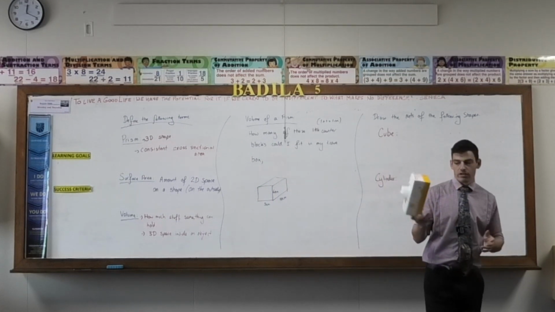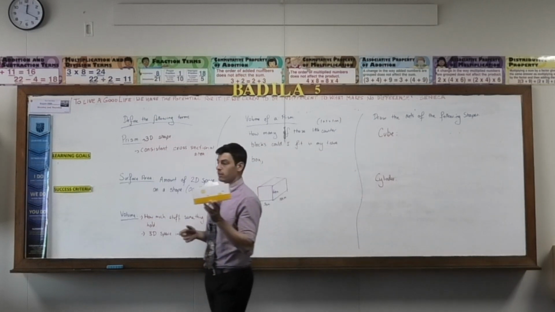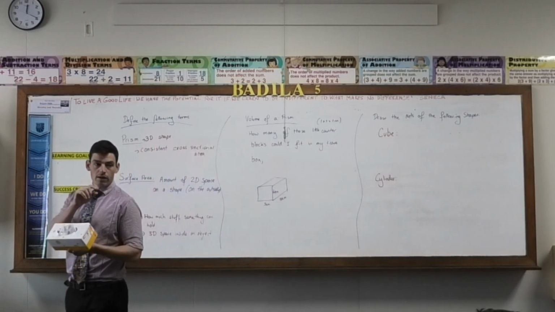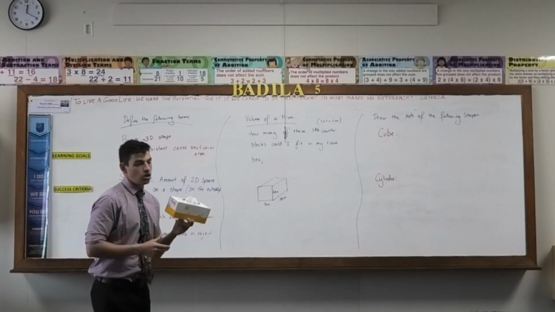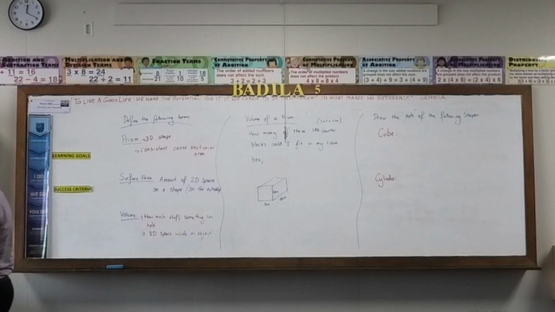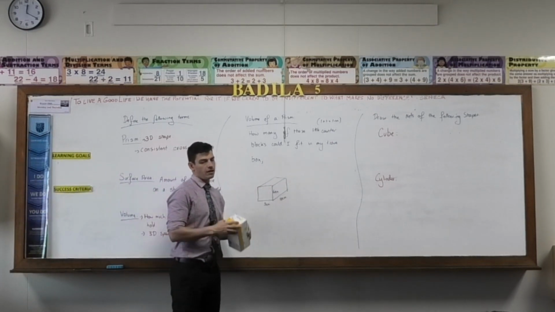If I had measured this correctly, which I haven't, this is my prism. My question to you is simply, how many of those little 1 by 1 by 1 centimetre blocks could I fit in this? I want you to think of an answer. I'm going to give you 10 seconds. So it's 6 centimetres across, 5 across, 6 up, and 10 back.